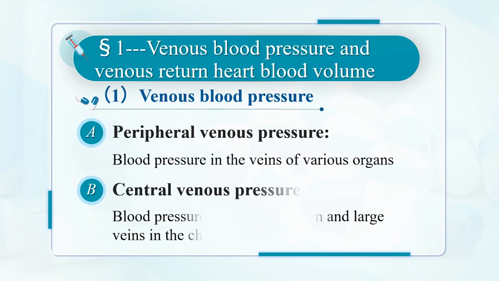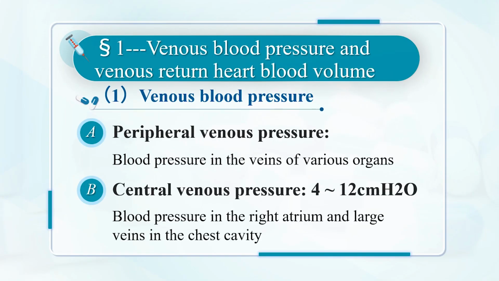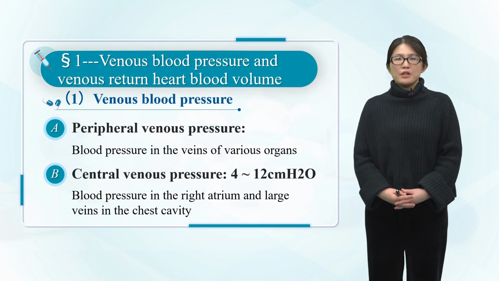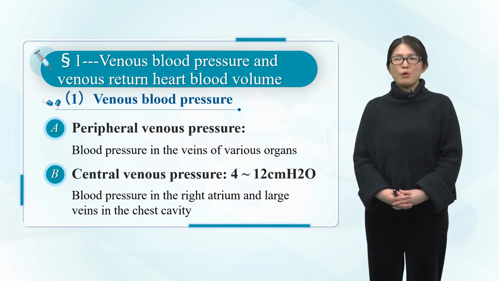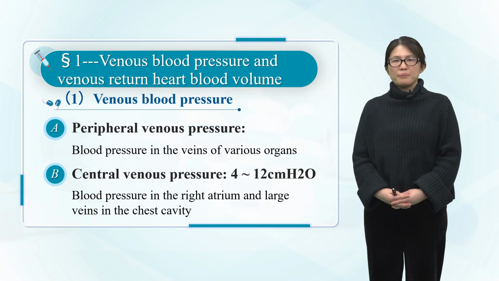Veins are the channel for blood to flow back into the heart. Because of their easy expansion and large capacity, they are called volume vessels and serve as blood reservoirs. The contraction and relaxation of veins can effectively adjust the venous return blood volume and cardiac output to meet the needs of the body in different physiological conditions.